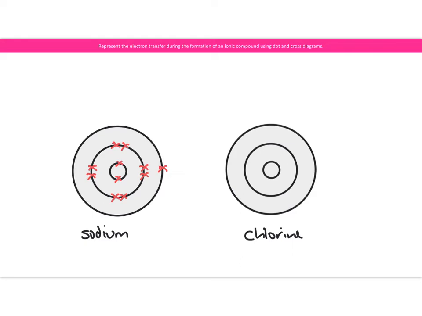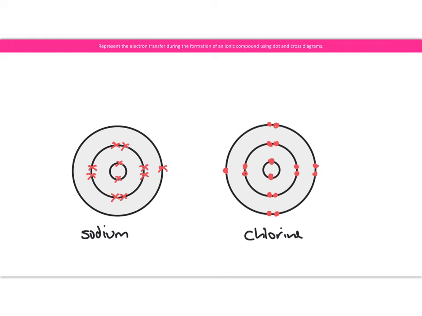Chlorine has an atomic number of 17, so it's going to have 17 electrons. So I'm going to do these as dots just to differentiate them. Of course, all electrons are exactly the same, but we're just making it clear when we see the result of the reaction, it makes it clearer to see what's happened. So that is now 17 electrons. So I've got 17 electrons on my chlorine.